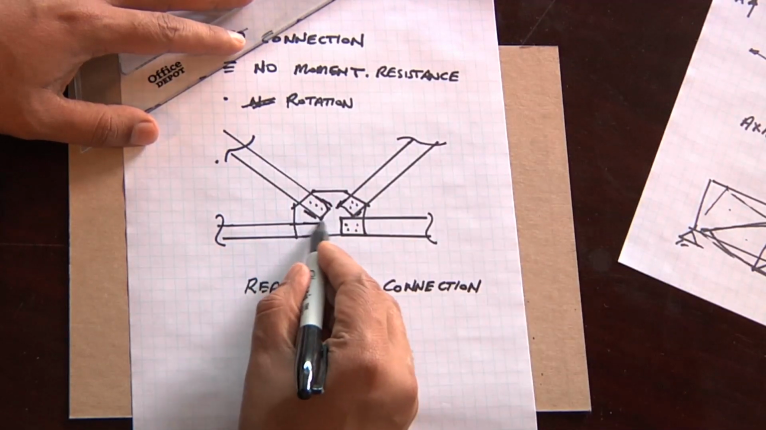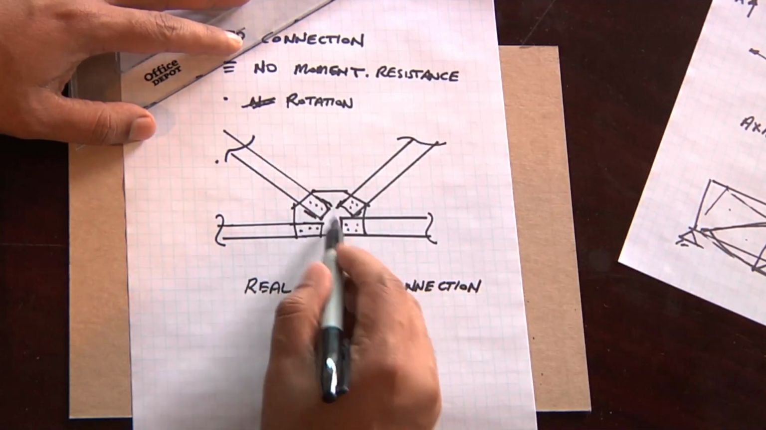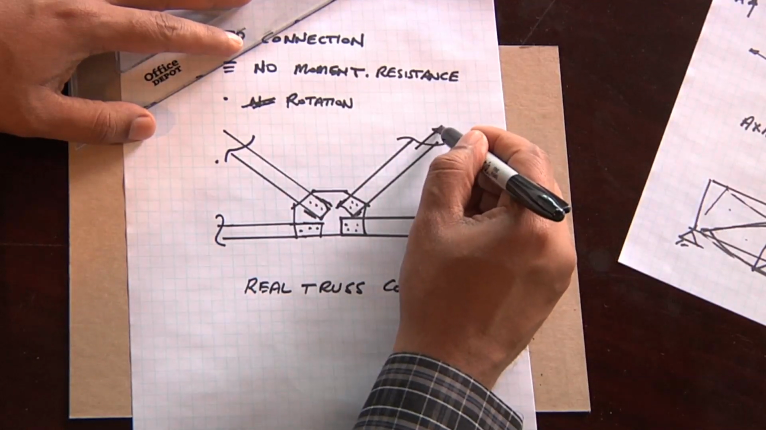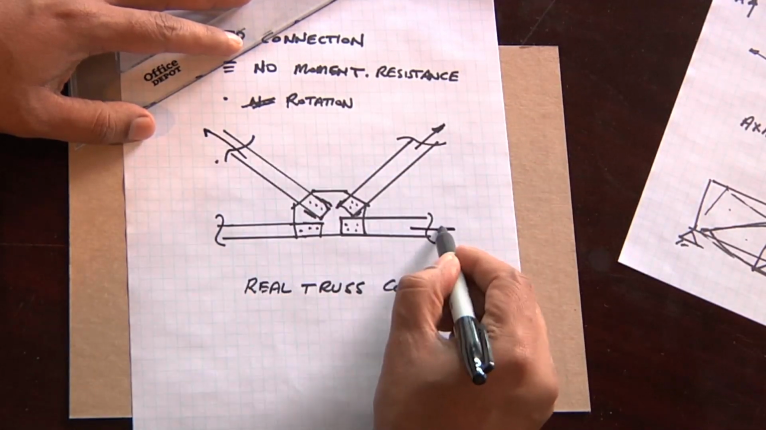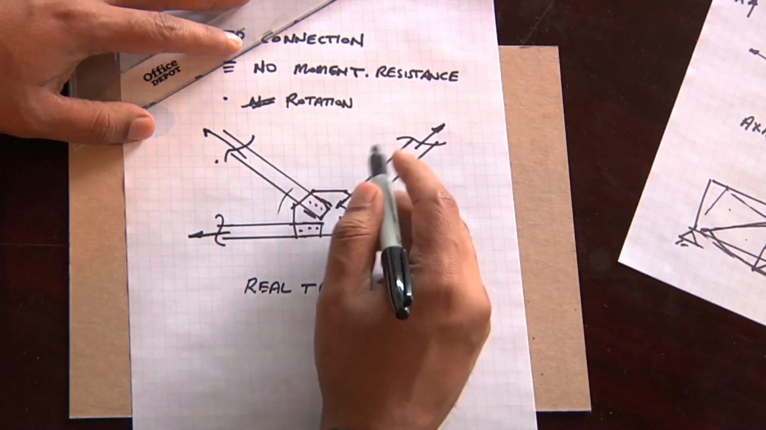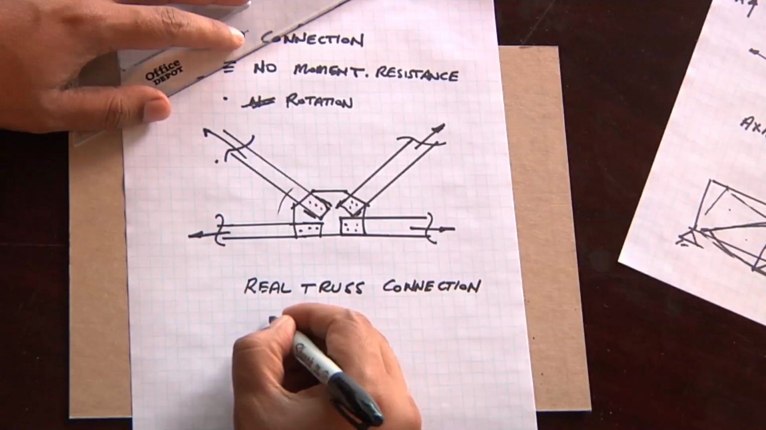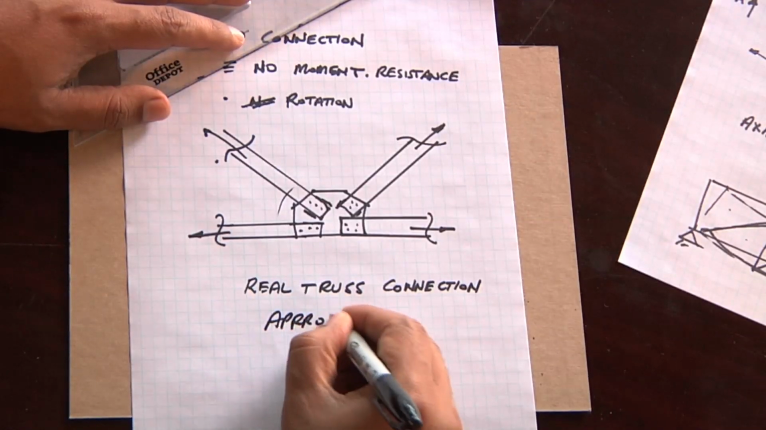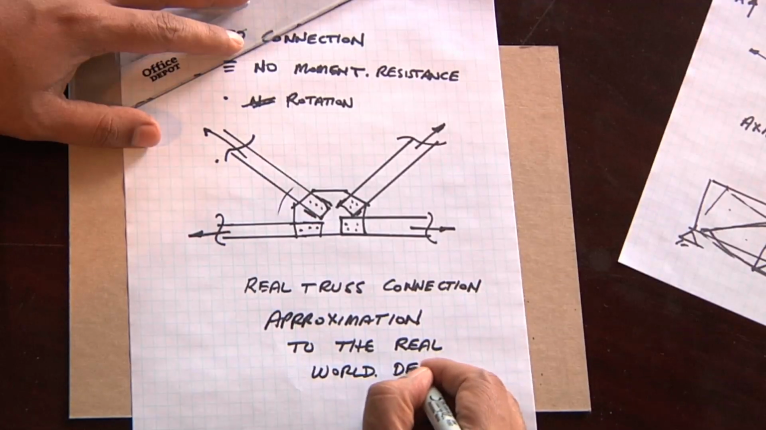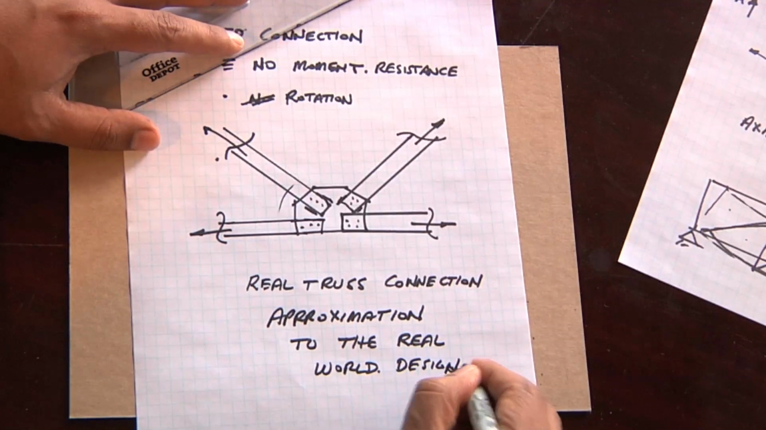But when you compare a truss connection like this with the length of these members, this does not provide sufficient moment resistance. And so we treat it as being pinned. It's an approximation. It doesn't mean that the truss is perfectly pinned. It just means that it's an approximation to the real world design. So let's take a look at how we solve these.